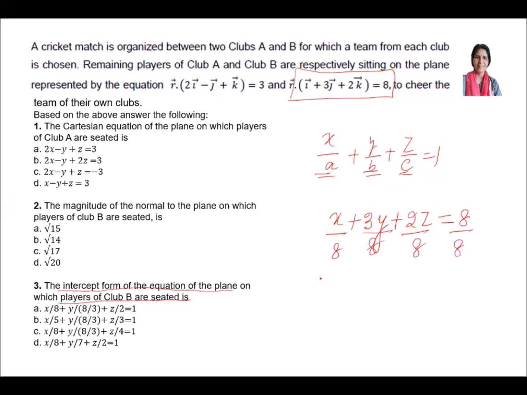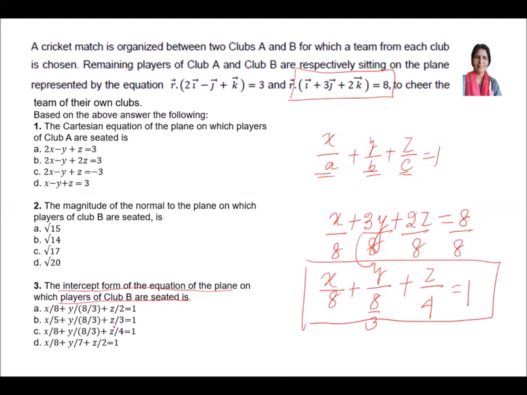That means we'll divide throughout by 8. So it will be in standard form x by 8. What will happen to y? The y-intercept will be y upon 8 by 3. And z will certainly be z by 4. So this is equal to 1. So this is your equation in intercept form. So what is the answer? C is the answer: x by 8, y upon 8 by 3 plus z by 4 is 1.